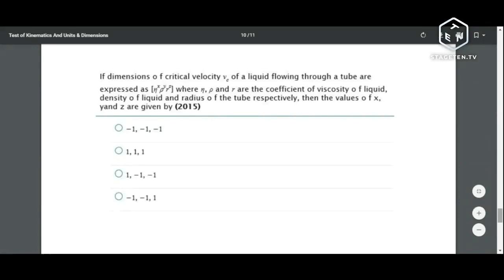You will get three equations from there: x plus y equals 0, x minus 3y plus z equals 1, and minus x equals 1. Then you need to solve those equations and you will get your answer as 1, -1 and -1. So the C part is the right answer. Let's move on to the last one.